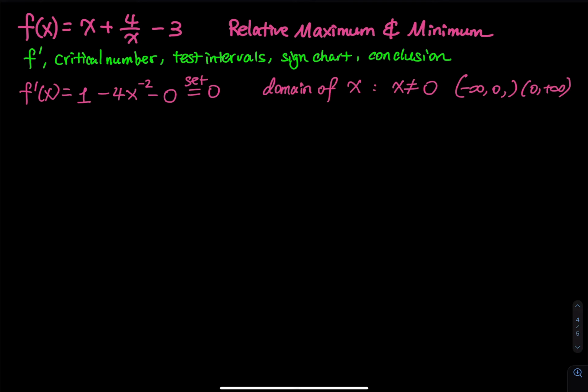What if you just have a polynomial? So let's say x squared plus x plus 3. Then for that polynomial, the domain is all real numbers. So in those types of problems, we don't need to worry about the domain. But in this one, we do need to worry about the domain. All right, so let's solve it.